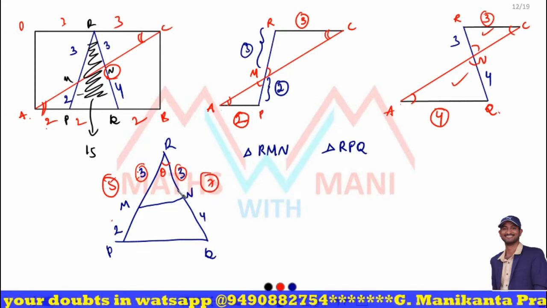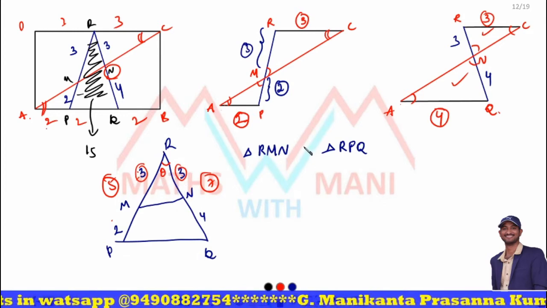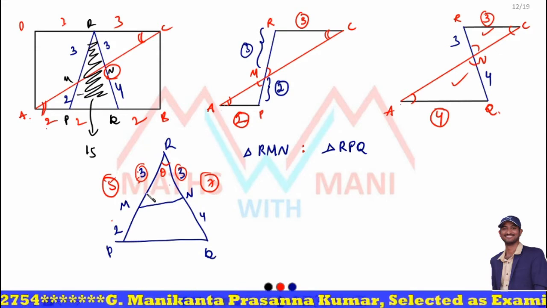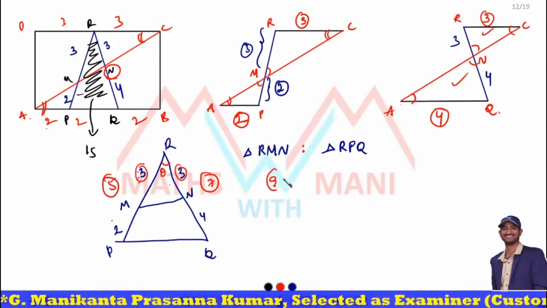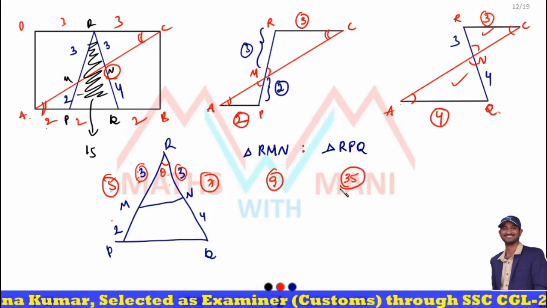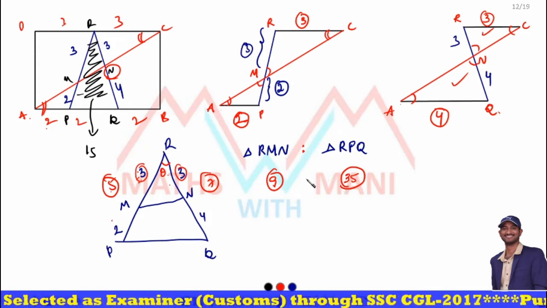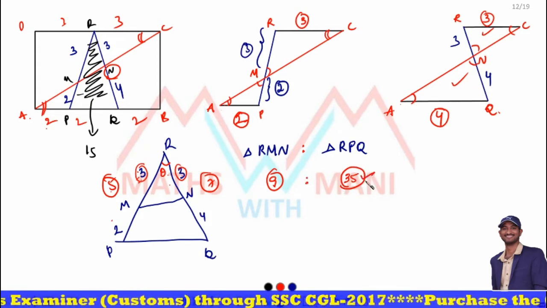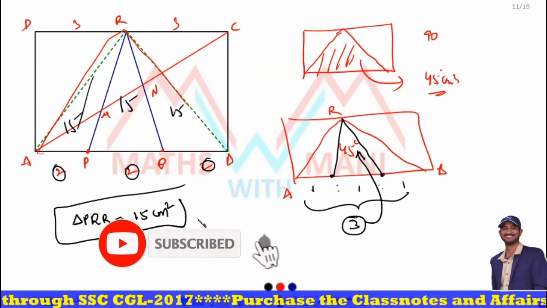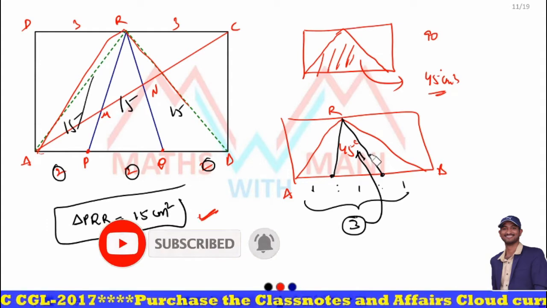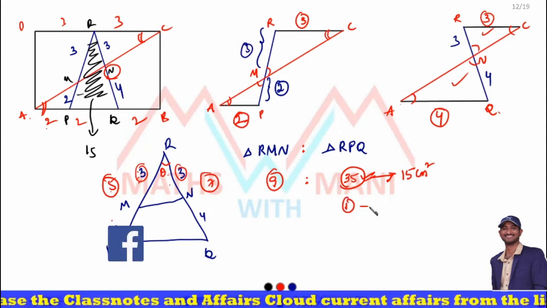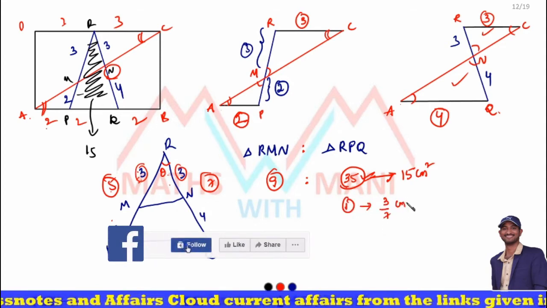So since half sin theta is common in both, what is the ratio of these two triangles' areas? It is the product of adjacent sides. Yes or no? So 3 into 3, 9 parts, is the area of triangle RMN, and 5 into 7, 35 parts, is the area of triangle RPQ. Now 35 parts is nothing but triangle RPQ, which is given as 15 centimeters square. 35 parts is 15, so what about one part? 3 by 7 centimeters square.